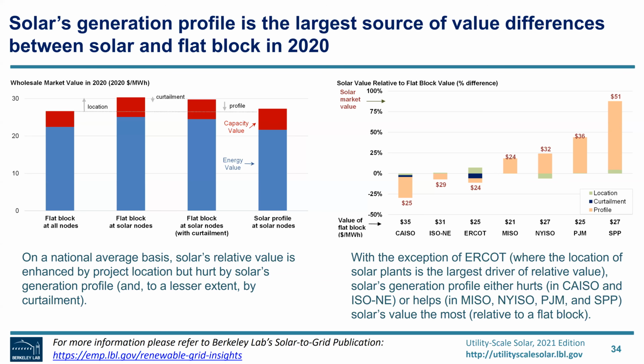Overall, this has a pretty limited effect with the exception of ERCOT, so Texas, and MISO. In a second step, we then compare the value differences at those solar locations that are driven just by solar's generation profile, and that is shown in gold. And as you can see, this is really the dominant effect and can either be negative, as it's the case in CAISO, in ERCOT in the year 2020, and in ISO New England. But it can also be highly positive, as it's the case in PJM and SPP.